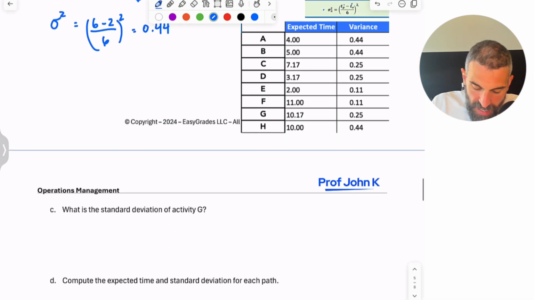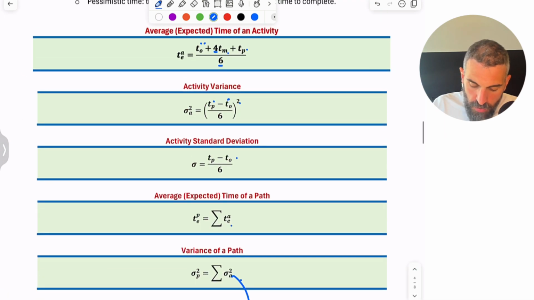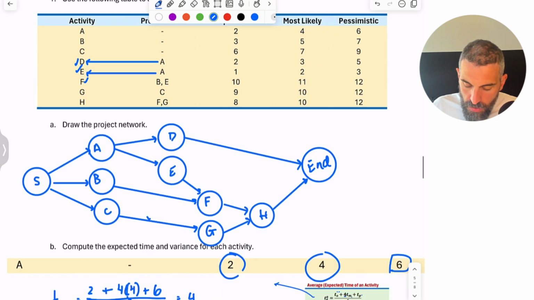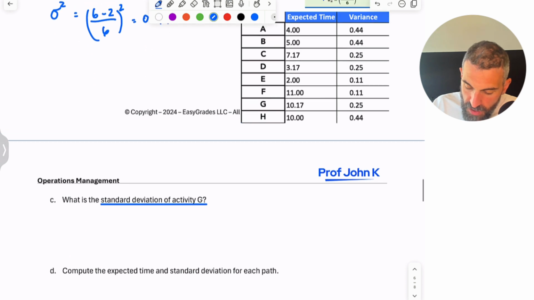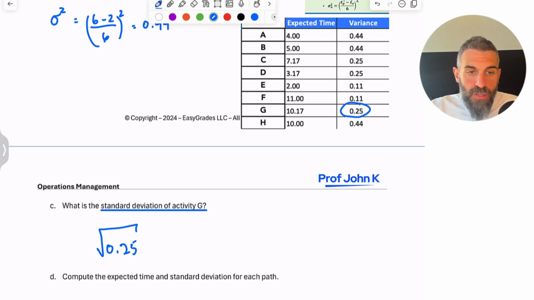Now, if you want to find the standard deviation for an activity, there's really 2 ways that you can do it. You can follow this formula, which is basically the same formula as this, just without the square, or you could square root your variance. So if we look at activity G, the variance was 0.25. You could just square root that, and you would get your standard deviation. So the square root of 0.25 is 0.5.